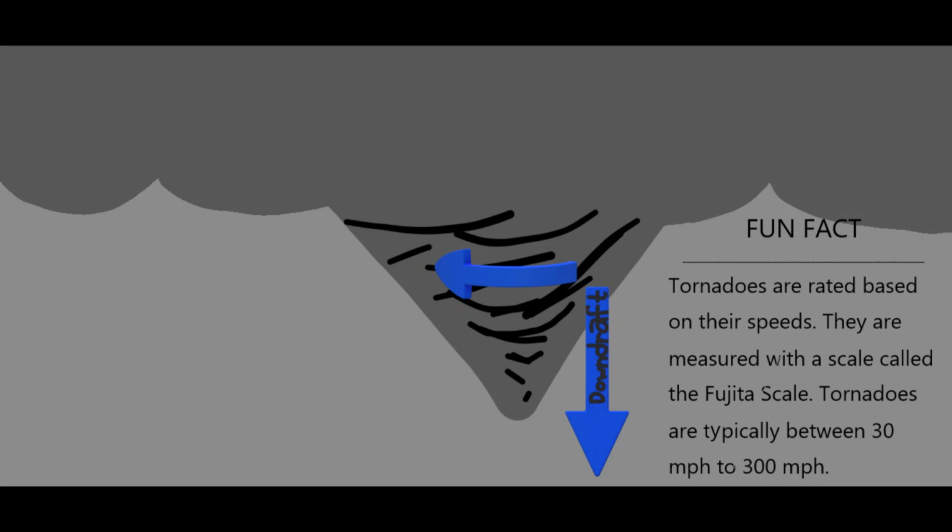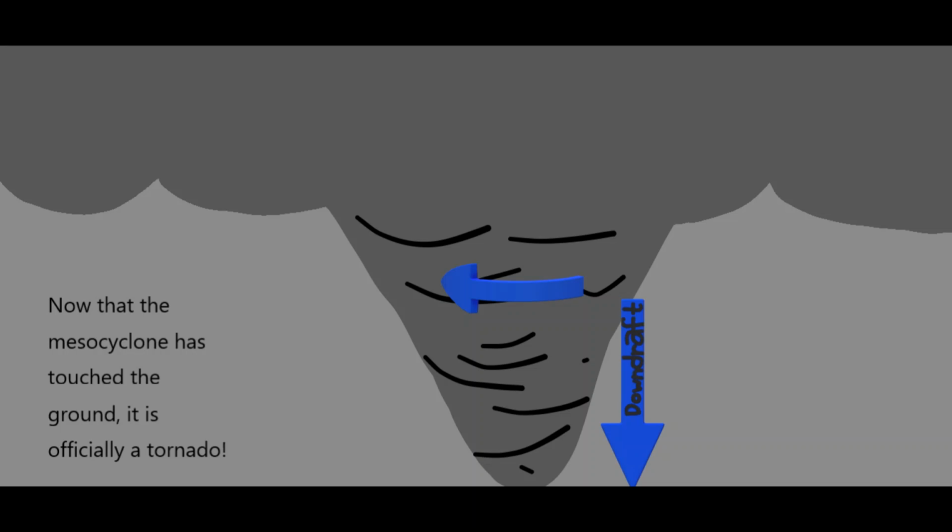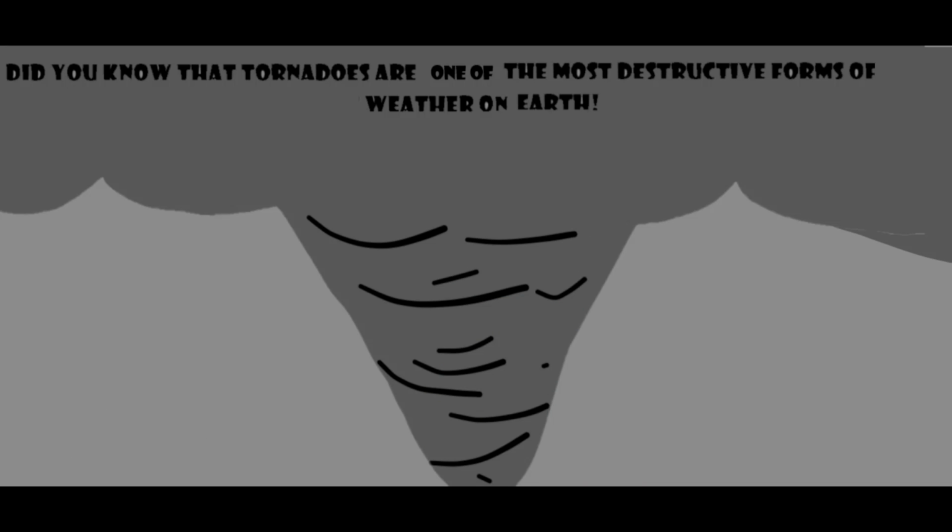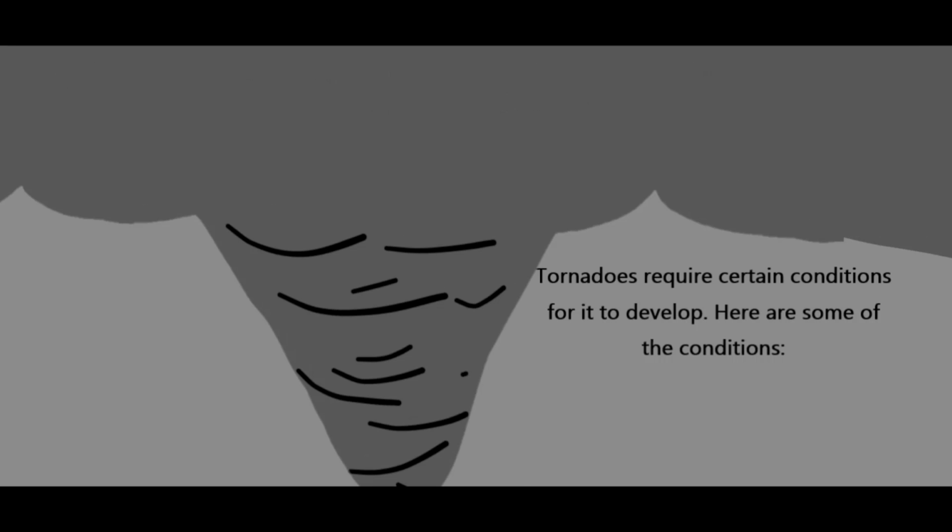Fun fact: tornadoes are rated based on their speeds. They are measured with a scale called a Fujita scale. Tornadoes are typically between 30 miles per hour to 300 miles per hour. Now that the mesocyclone has touched the ground, it is officially a tornado. Did you know that tornadoes are one of the most destructive forms of weather on Earth?